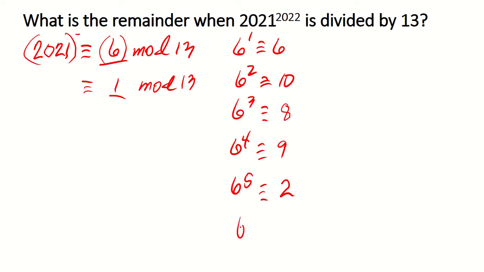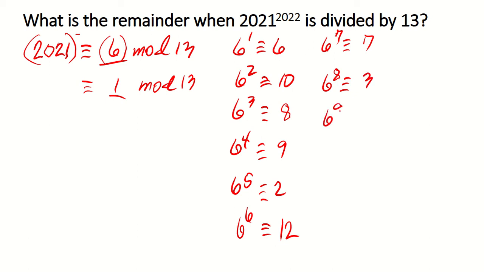Then 6 to the 6, we can use 6 squared and 6 to the 4th. We multiplied, so that is 90, and the remainder is 12. 6 to the 7, there are a lot of combinations. It can be 6 to the 6 and 6 to the 1. 6 to the 7, the remainder is 7. 6 to the 8 can be 6 to the 4th times 6 to the 4th, so 81, the remainder is 3. Then 6 to the 9, the remainder is 5.